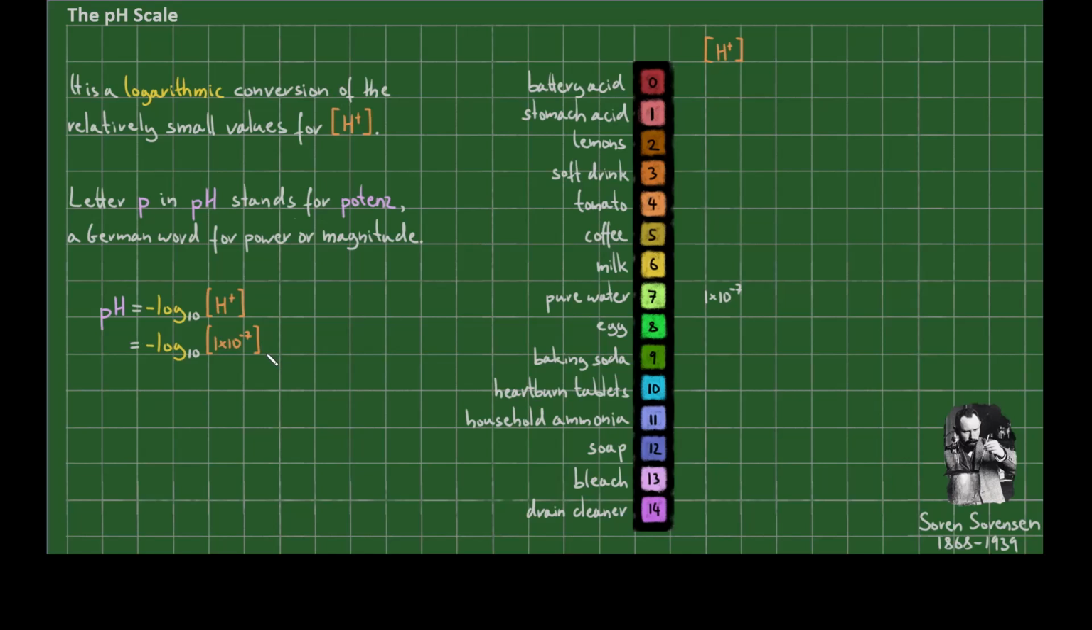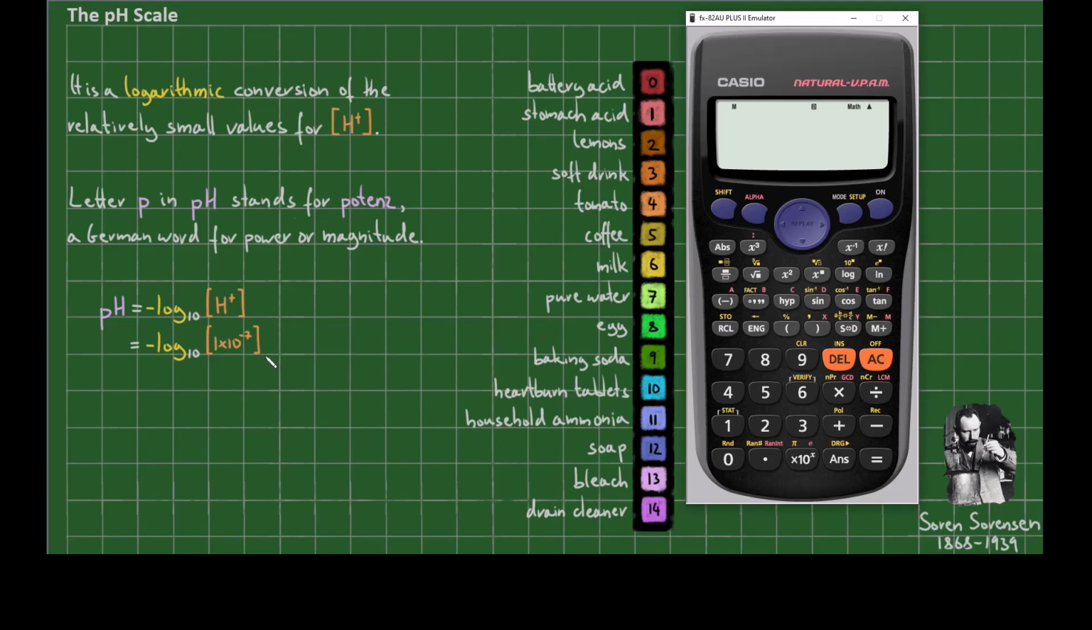While I know that most of you can do this calculation in your head, I'm going to use my trusty calculator. To perform the calculation, I'm going to enter negative, then the log button. Please note that the log button on your calculator is log to base 10, and then I'm going to enter the hydrogen ion concentration, 1 times 10 to the power of negative 7, and close the bracket. When I press the equal button, I get the pH value, 7.